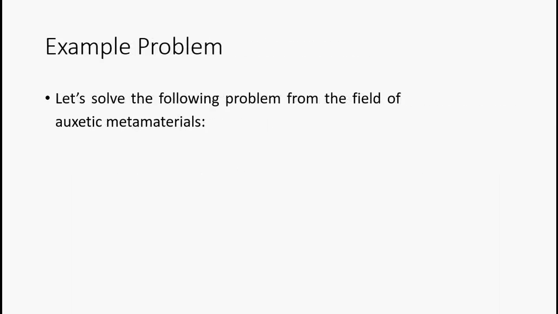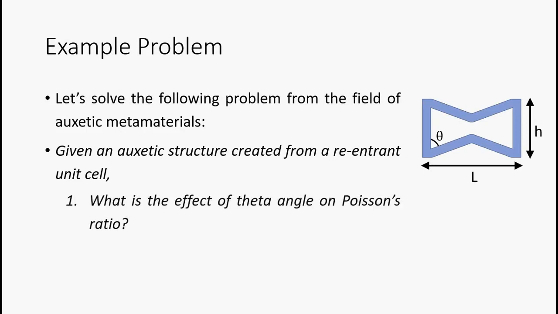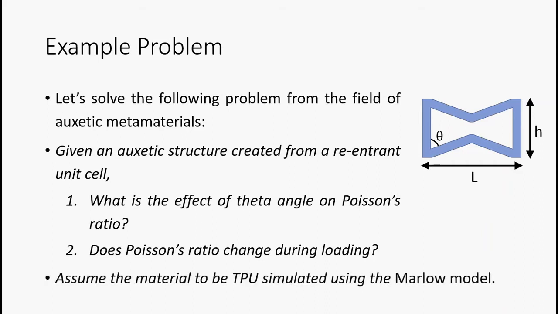Let's solve the following problem from the field of auxetic metamaterials. Given an auxetic structure created from a reentrant unit cell, which is shown here, what is the effect of theta angle on Poisson's ratio? And does Poisson's ratio change during loading? And let's assume that the material is TPU and simulated using the Marlowe model.